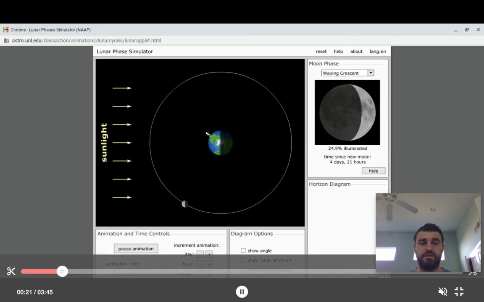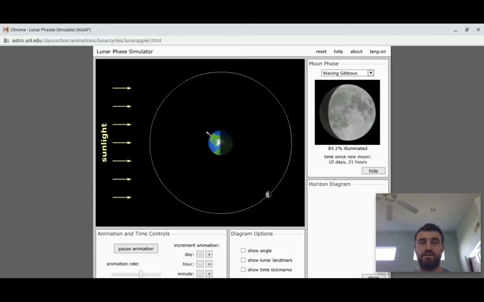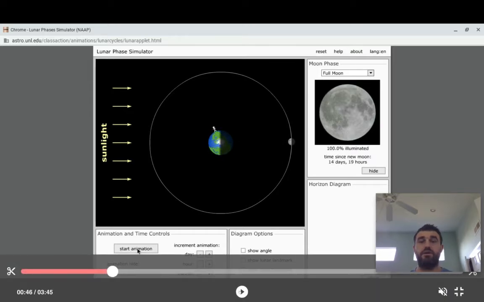So as it keeps on going around us, it keeps on growing. And eventually it will grow to full, which it did right here. So from new to full is what we call the waxing phases. That just means it's been growing, and it does that for half the cycle. So you went halfway around. The whole cycle is about a month. So half a month is 2 weeks, 14 days.